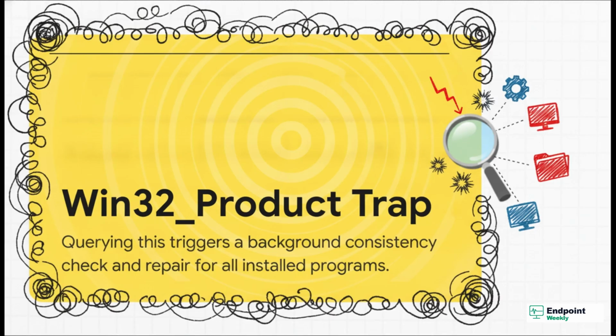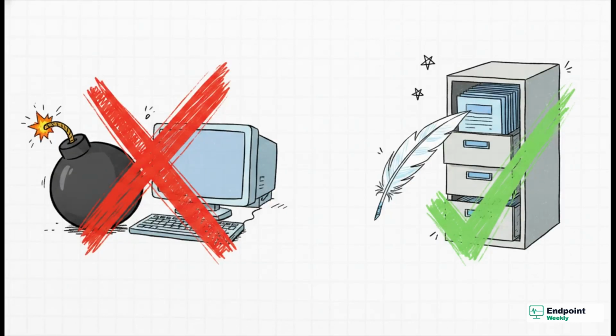Do not do this. Microsoft's own documentation warns that simply querying this specific class accidentally triggers every single installed program on that computer to initiate a background consistency check and repair loop. You will literally tank the endpoint system performance just by asking it a basic question. So what do you do? If you need to inventory installed software, hit the registry directly. Querying HKLM\Software\Microsoft\Windows\CurrentVersion\Uninstall using Get-ItemProperty is instantaneous, it's lightweight, and it is the only safe way to query software installations without triggering that catastrophic repair loop.